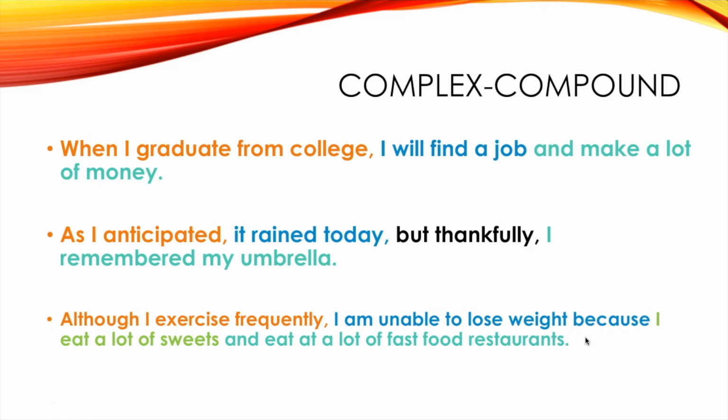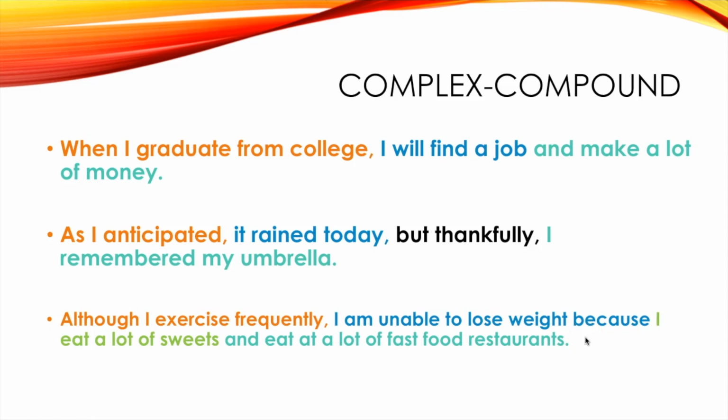Okay, so we have our next example. As I anticipated, our dependent clause. It rained today, our independent complete thought. And then, but thankfully, this is our conjunction. And then I remembered my umbrella. So here is our second independent clause.